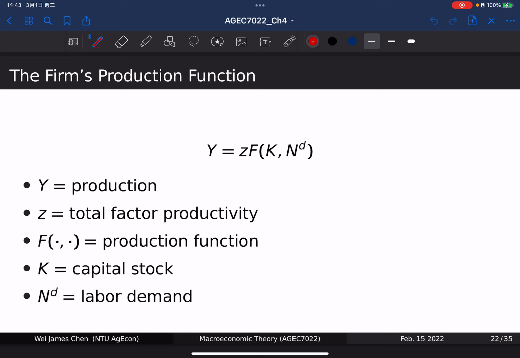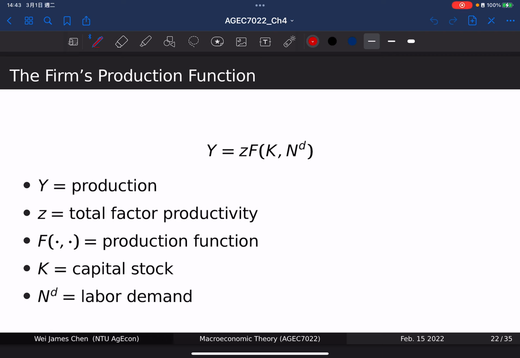Okay. And inside the F function, we have two inputs. One is K, that's the capital stock, and the other is ND, that's the labor demand, or how many labor hours this firm hires. So this firm uses capital and labor to produce, K is the amount of capital this firm has, and ND is the labor that it has. You throw these two variables into the function F and multiply by the total factor productivity Z, and then you get the total production. The Z here is also sometimes referred to as the technology.